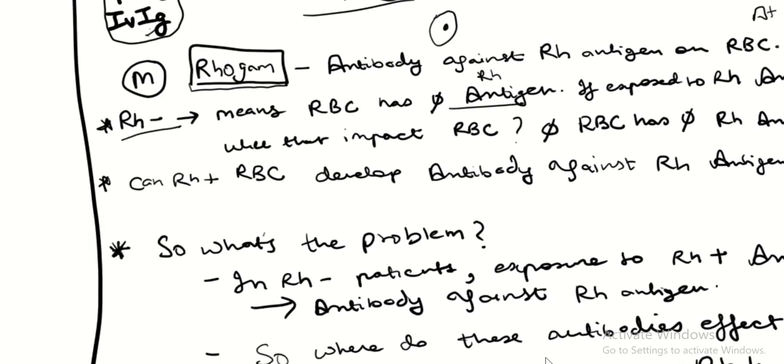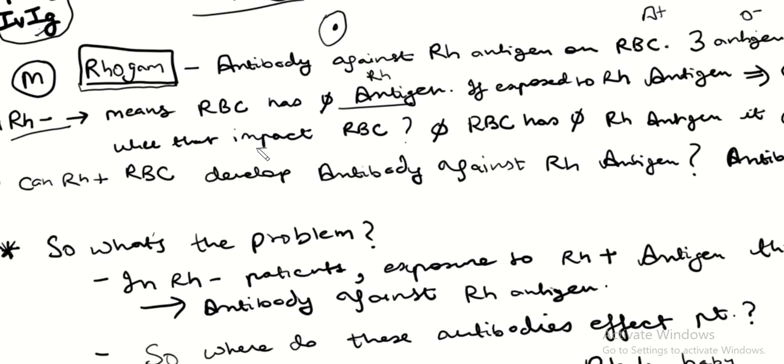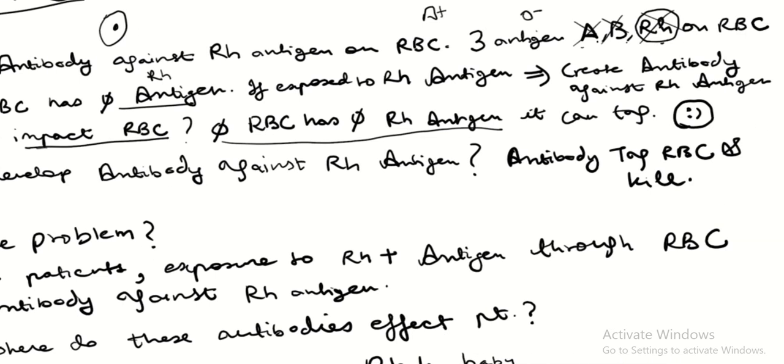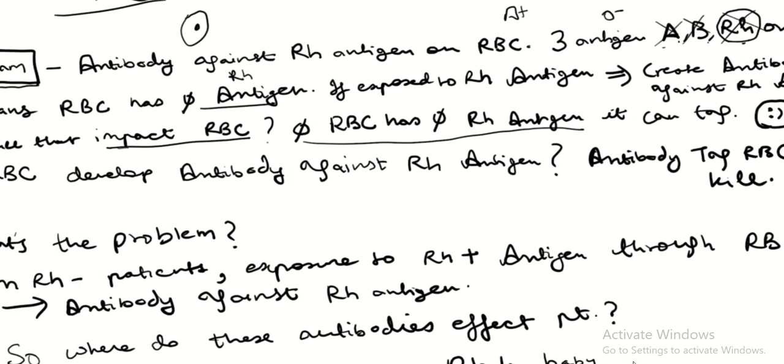So that's a good thing. That's what I'm talking about here: will it impact the patient's RBCs? No, because we don't have any antigen that the antibody can tag in the patient. Now, can an Rh positive red blood cell develop antibodies against Rh antigen? Let's say it's another patient who has Rh positive red blood cells, and he gets exposed to Rh positive blood. Can that person develop Rh antibody? The answer is no. Why is that?